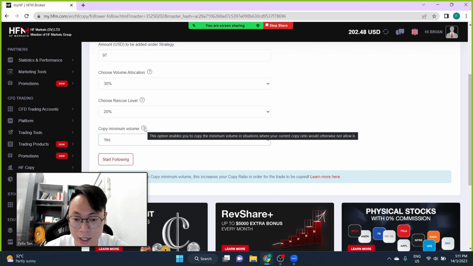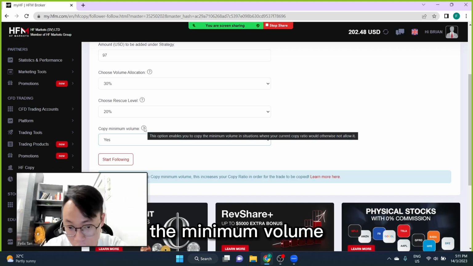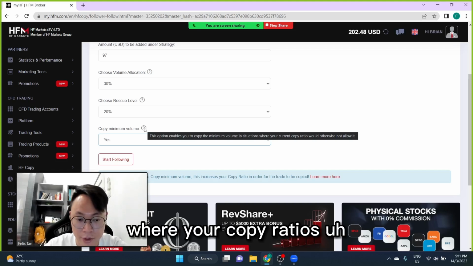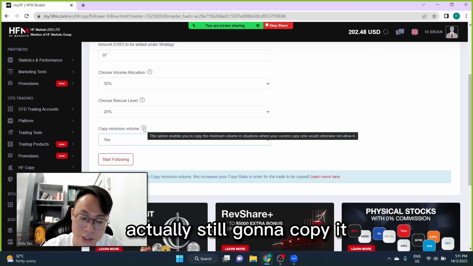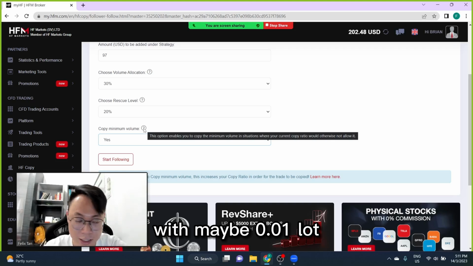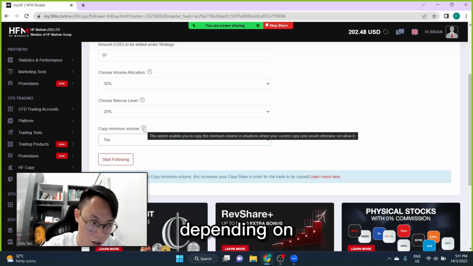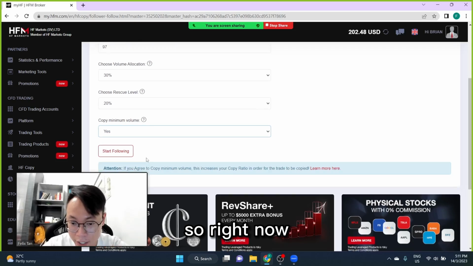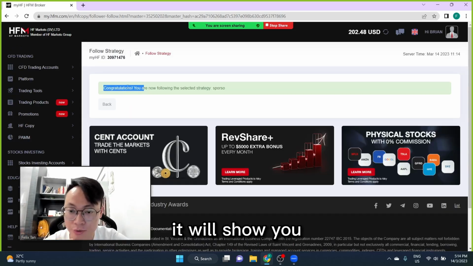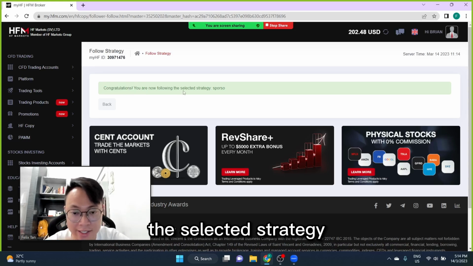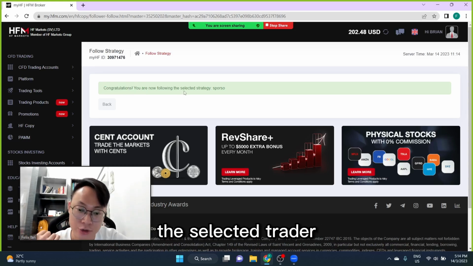This basically enables you to copy the minimum volume in a situation where your copy ratio is not allowed, right? It will still copy it with maybe 0.01 lot, depending on your equity. So right now I'm going to press start following here. After this, it will show you that you are successfully following the selected strategy, the selected trader.